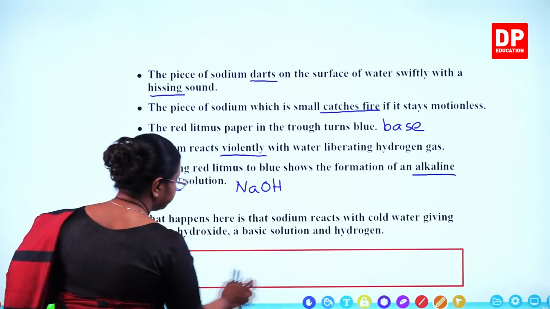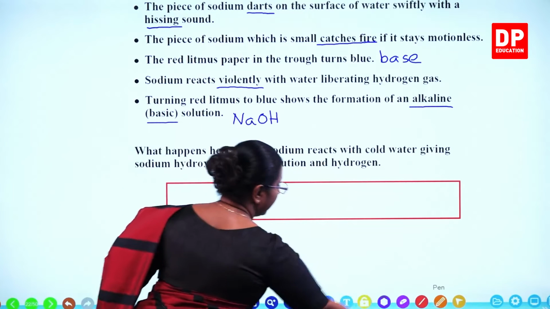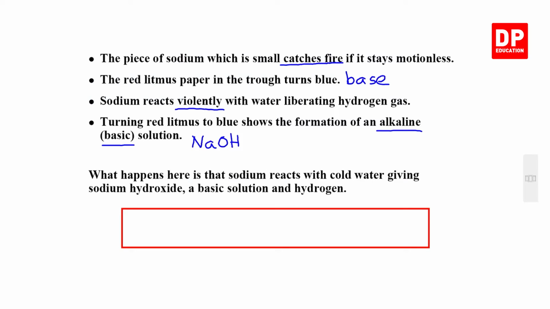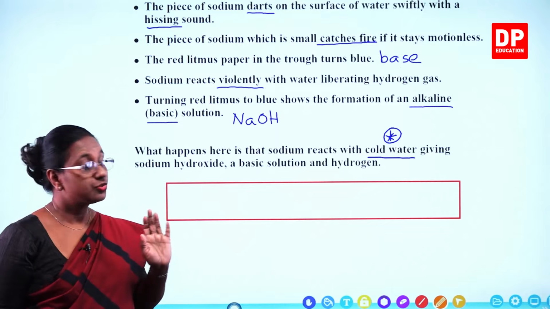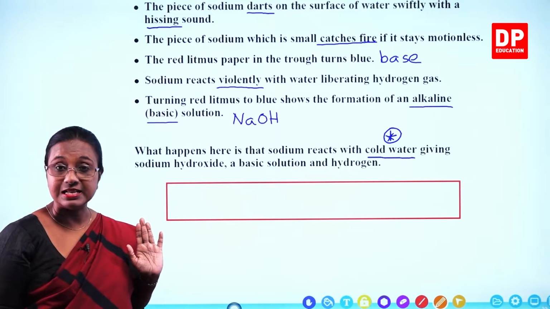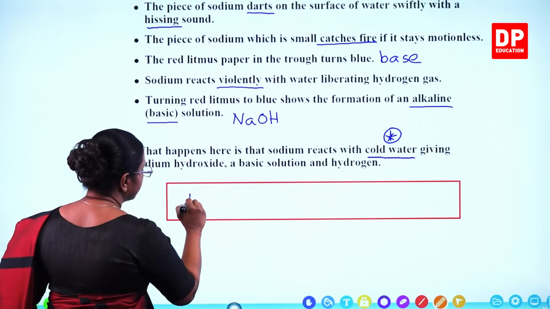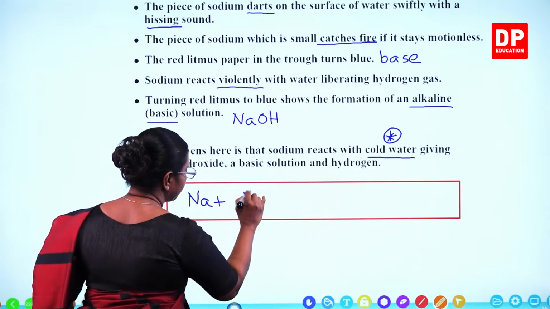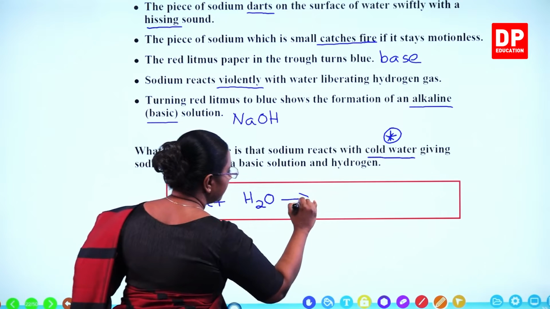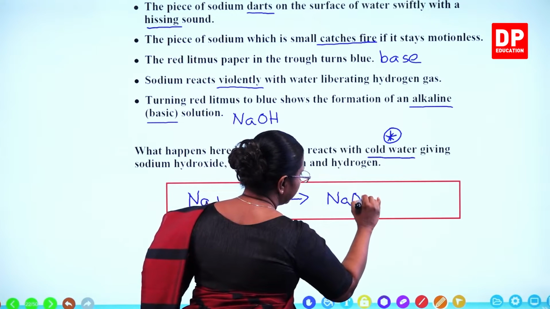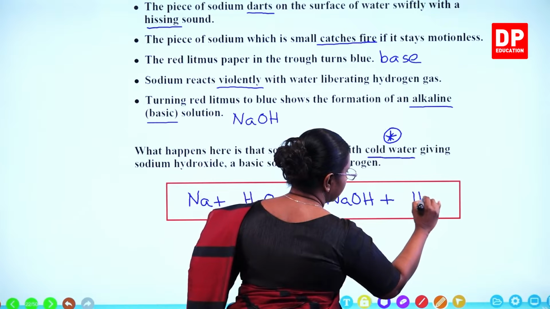So from that, we can get the equation. What happens here is that sodium reacts with cold water. You have to remember that. It reacts with cold water, giving sodium hydroxide, a basic solution, and hydrogen. So now you know how to write the balanced chemical equation as well. Sodium plus water gives rise to NaOH plus H2.